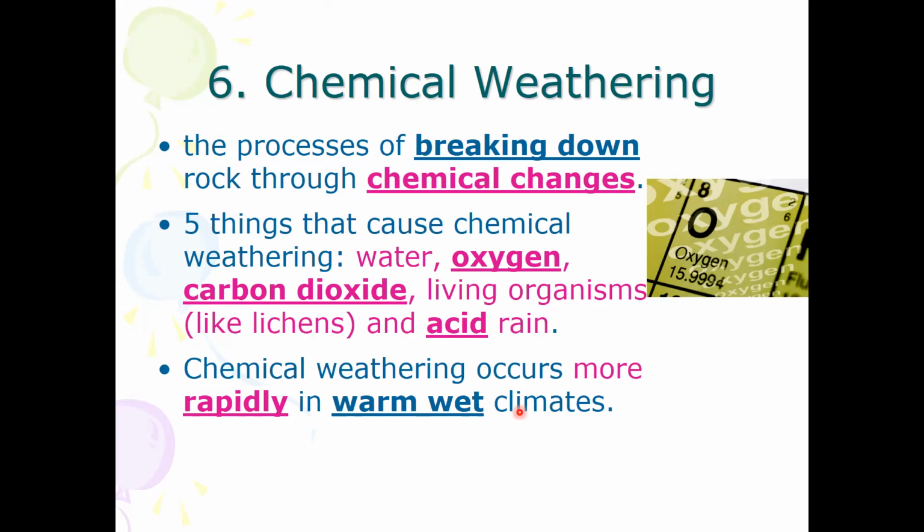Now, that can be caused by different things. It can obviously be caused by water, oxygen, carbon dioxide, living organisms like lichens, we'll take a look at those in a little bit, as well as acid rain. This is one where we're going to see a difference in climate. So for example, chemical weathering occurs more rapidly in warmer, wet climates. So if it's warm and humid a lot of the year, you're going to see a lot more chemical weathering because those reactions occur faster with the higher temperature.